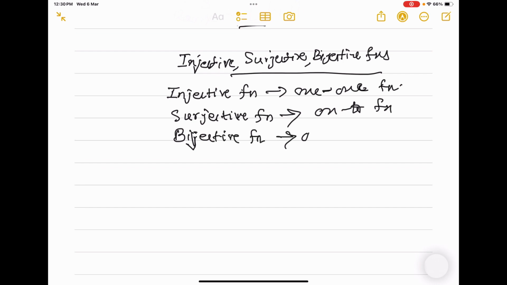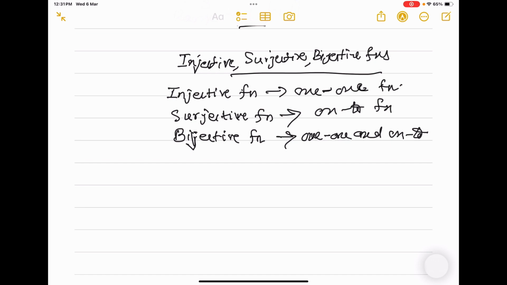Bijective functions are 1-1 and onto. A function which is both 1-1 and onto is called a bijective function. I will give one example for that.